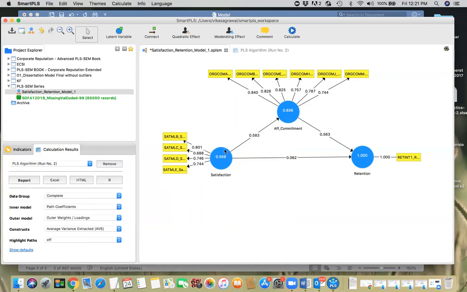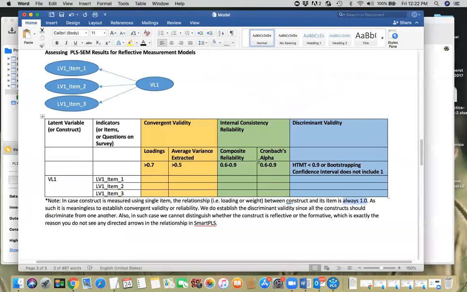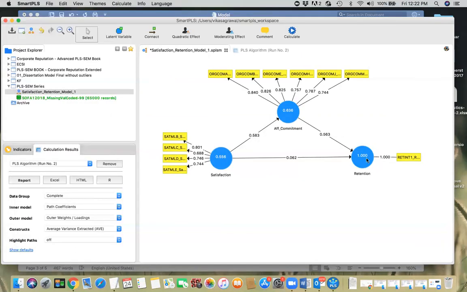Okay. So we have established this, we just have to do it for the 2-1, because this is a single item. We're not going to do this one for convergent validity. And we also need to assess the reliability. Reliability is measured using 2 criteria. One is composite reliability, which is more recommended, and the other one is Cronbach alpha, which is the traditional way of judging the reliability of the construct. Again, we're not going to judge it here because it's a single item, but we're going to judge the reliability here and here.